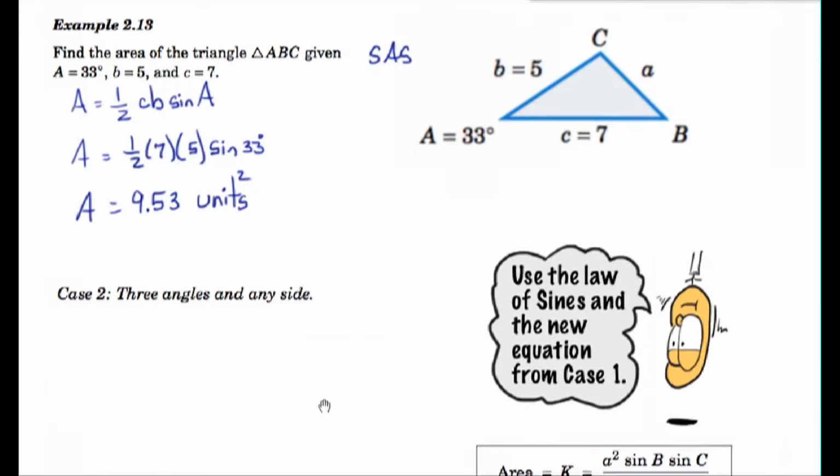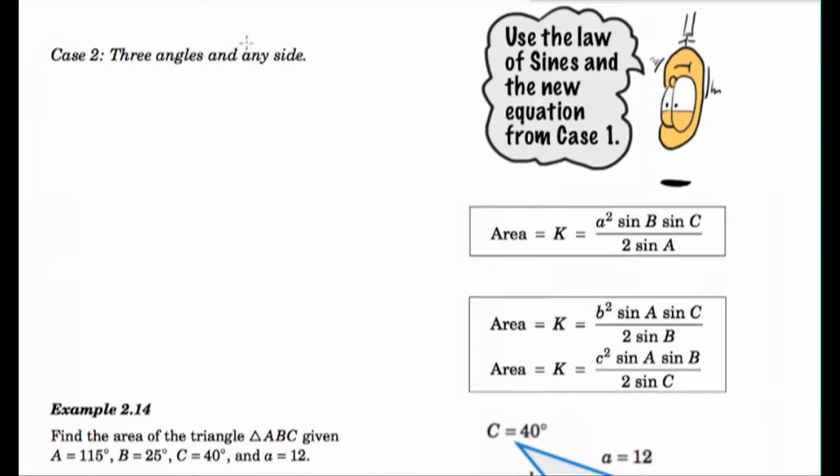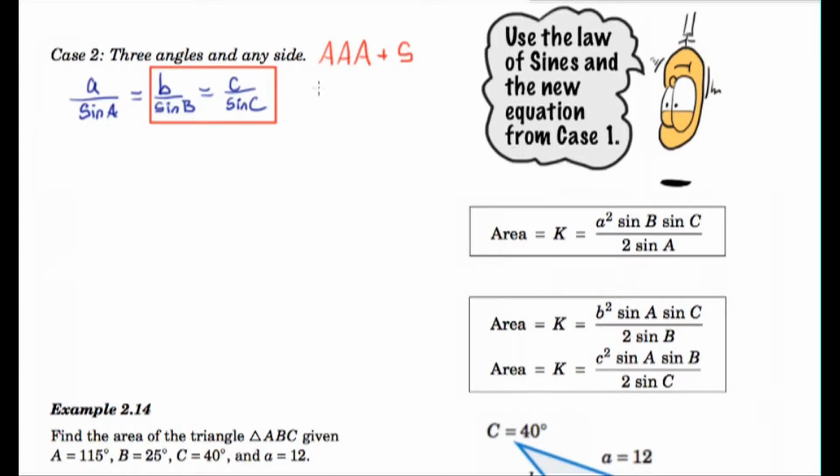For case 2, we're going to use 3 angles and any side. So we know angle, angle, angle plus one side. So we're going to use the law of sines, which is a over sine A equals b over sine B equals c over sine C. And I'm only going to look at this second part right here. c over sine C equals b over sine B. Solve for c.